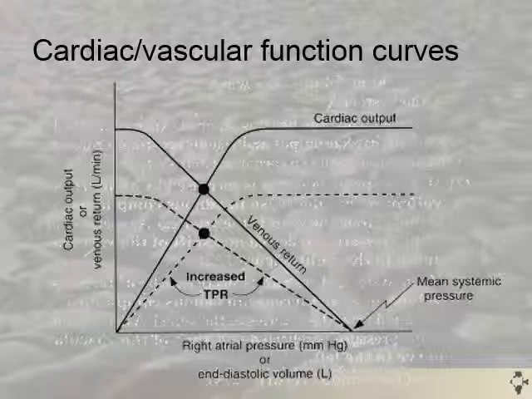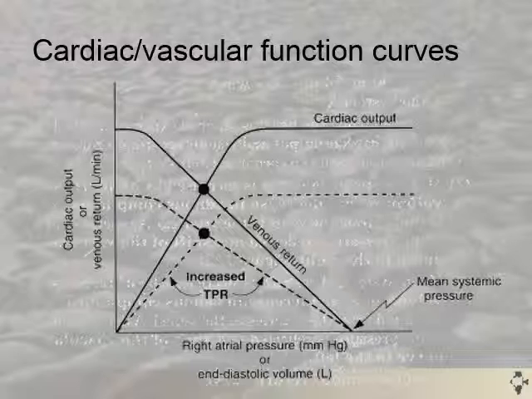So we have on the x-axis here right atrial pressure, or in the case of fish, just atrial pressure or end diastolic volume. So the amount of blood in the atrium after contraction of the ventricle. And then on the y-axis, you again have cardiac output. So there you can see the increasing dark heavy line, the cardiac output line. That's the same as the Starling curves that you've already seen.